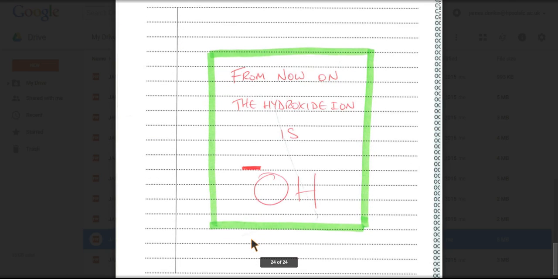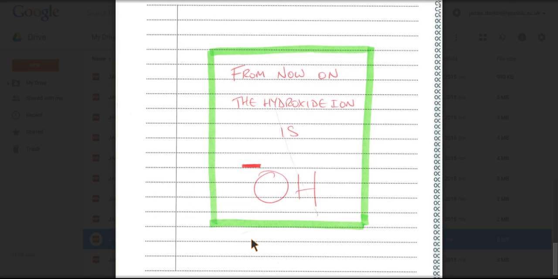And then this is going back to the mechanism question. I now say to my students, from now on, the hydroxide ion, instead of saying OH minus, which would put the minus sign there, I always tell them to say it's HO minus. And then your curly arrow goes from there.